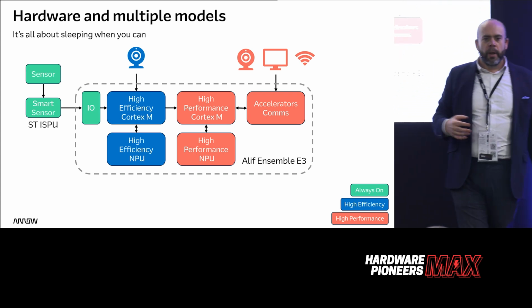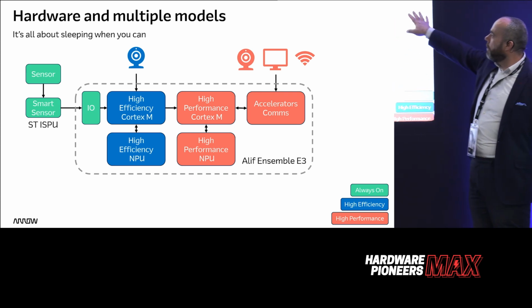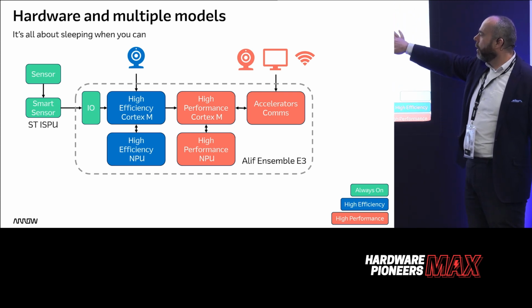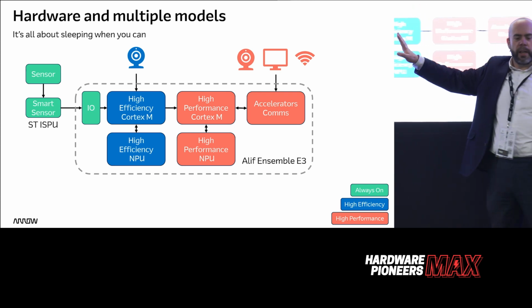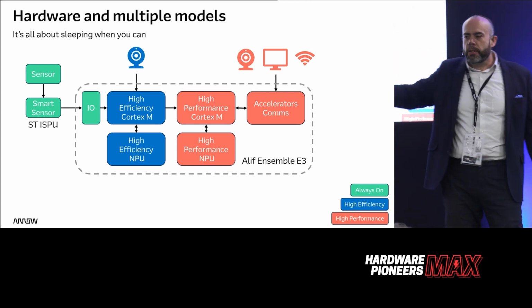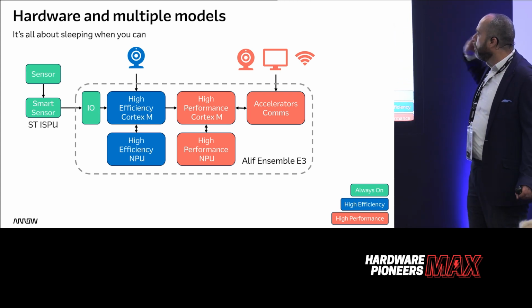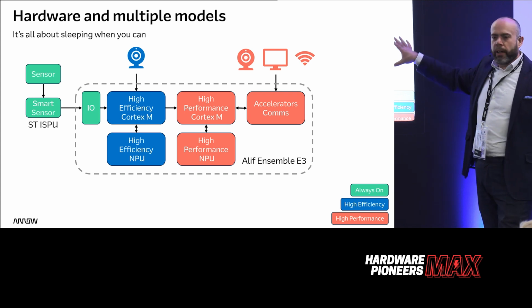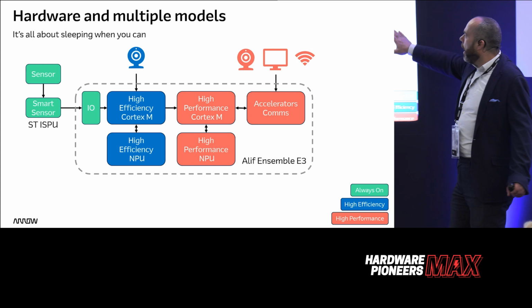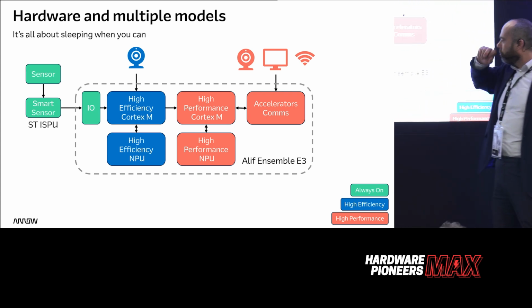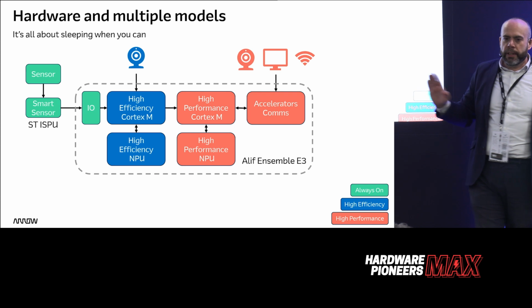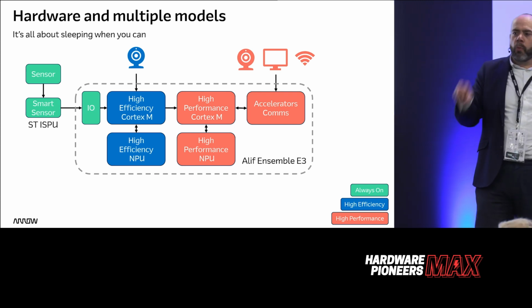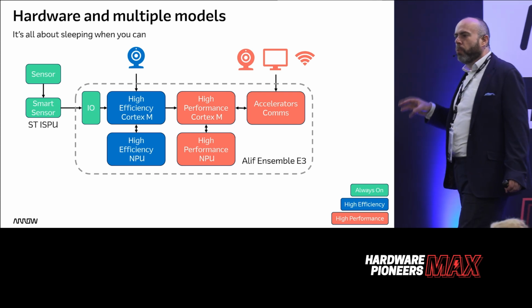Now, the high performance engine can actually have a totally different sensor suite connected to it as well, because the high efficiency can only process relatively low resolution images. High performance can process very large scale images. It can also connect to a display, and it can also connect to the cloud. And so as you progress through these steps, the models become more complex and require more power to run.